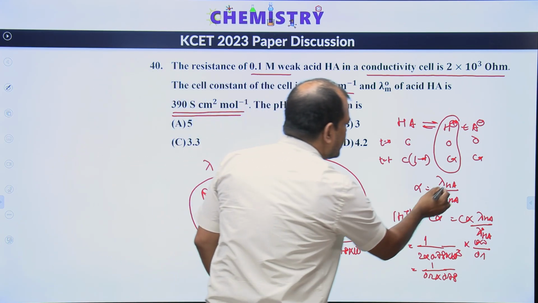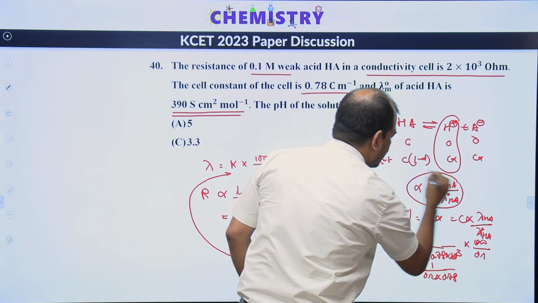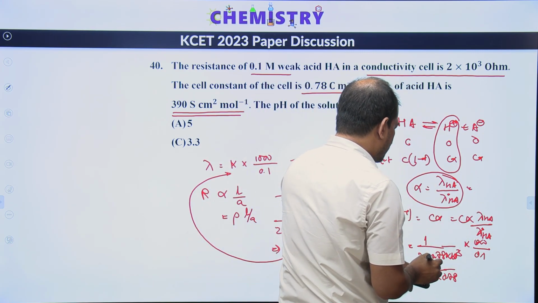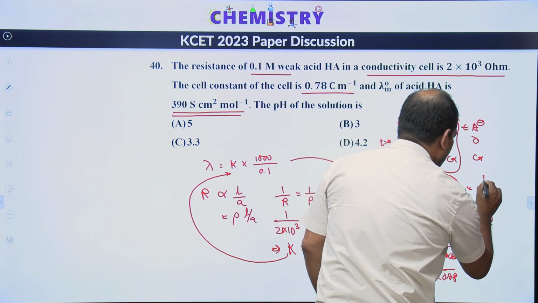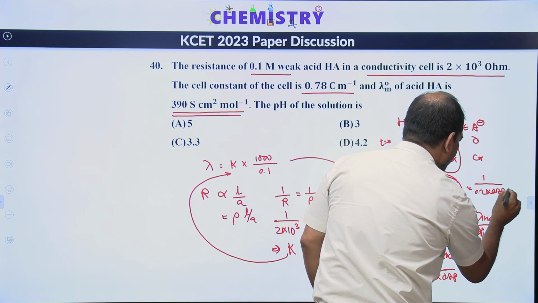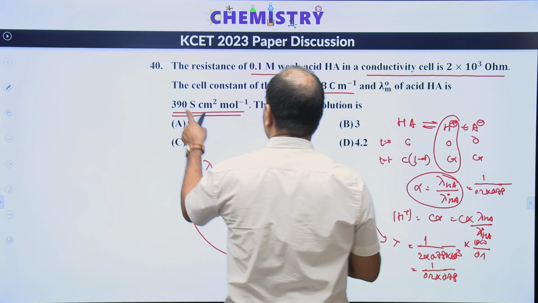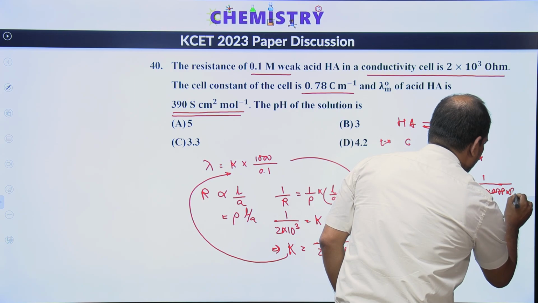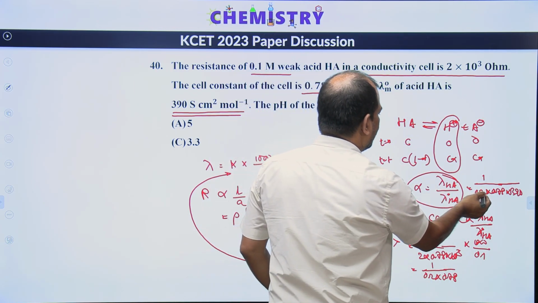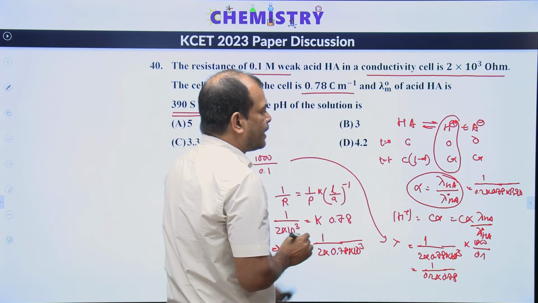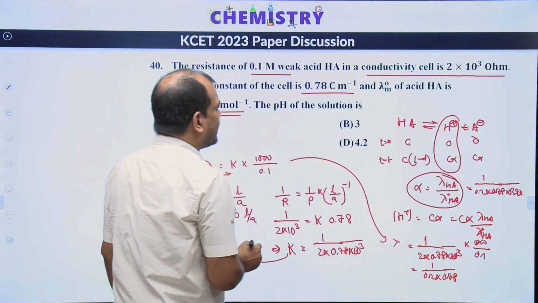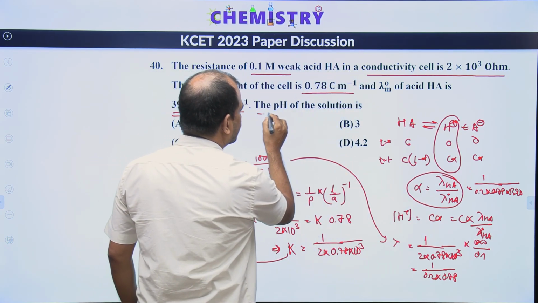Therefore, now you have to put this value here. Now I will write, lambda is 1 by 0.2 into 0.78, and lambda naught value is given as 390. Therefore, you know what the value of alpha will be. After calculating alpha, I have to put this value in C alpha, that will be the H plus concentration.